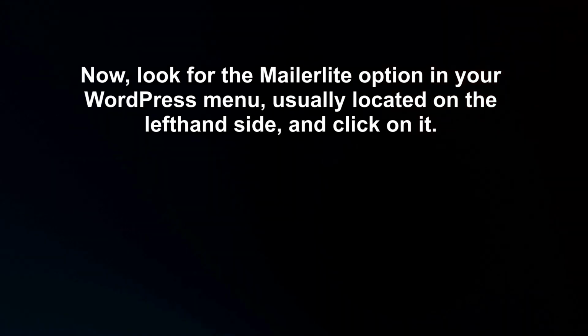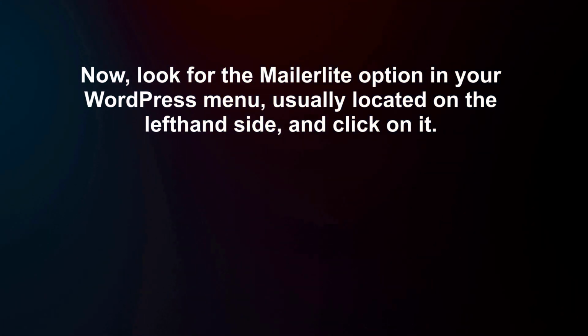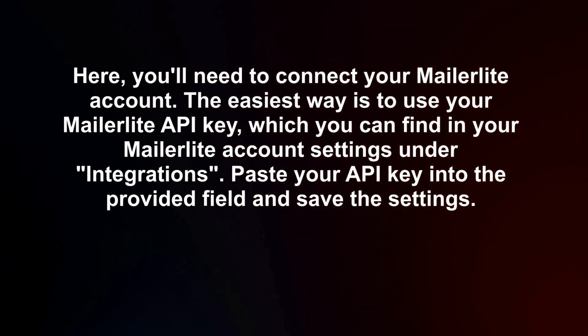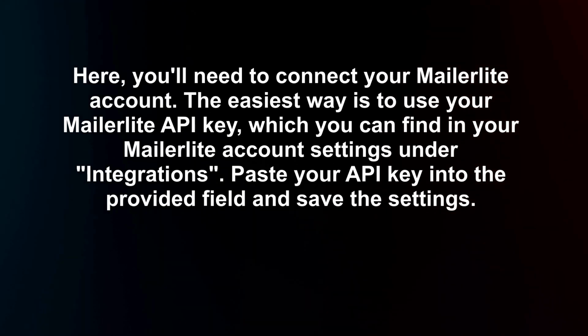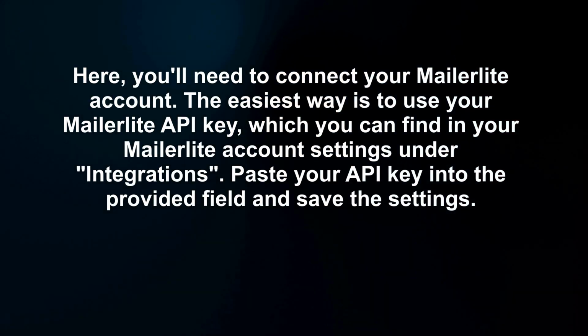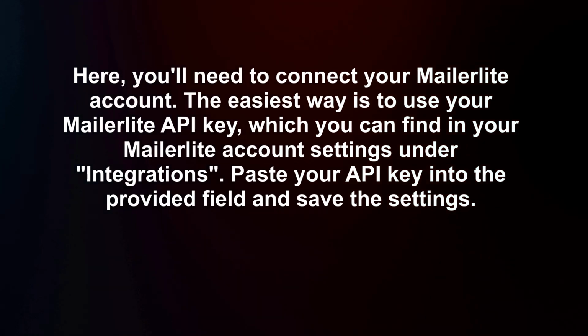Now, look for the Mailerlite option in your WordPress menu, usually located on the left-hand side, and click on it. Here, you'll need to connect your Mailerlite account. The easiest way is to use your Mailerlite API key, which you can find in your Mailerlite account settings under Integrations. Paste your API key into the provided field and save the settings.